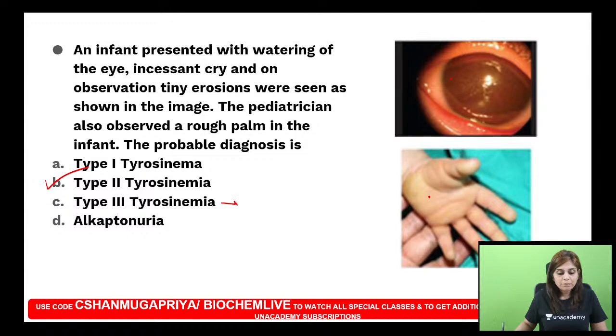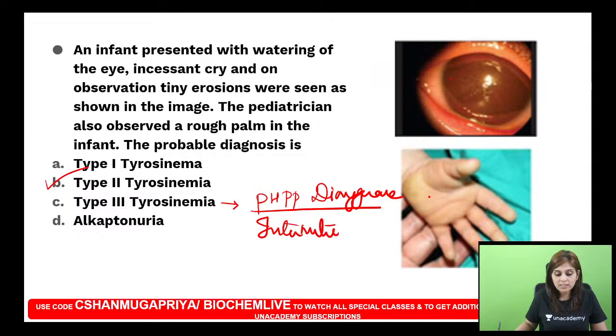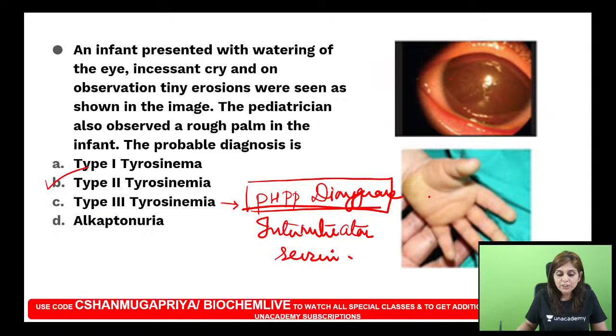Now type 3 tyrosinemia is caused by a defect of para-hydroxyphenyl pyruvate dioxygenase, and it causes intermittent ataxia. What does it present as? It presents as intermittent ataxia and seizures. This is caused by low activity of para-hydroxyphenyl pyruvate dioxygenase.